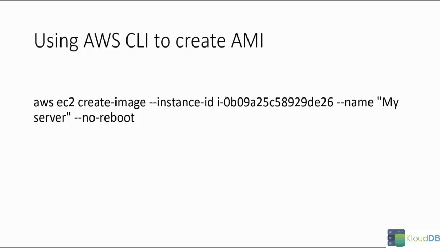There are two ways to create AMIs. One is using the console. The second is using the CLI. This is the command you would use to create an AMI using the CLI. So create-image, instance ID, where you give the instance ID which is going to be used to create the AMI. And you specify the option no-reboot, which means the instance is not rebooted when the AMI is being created.